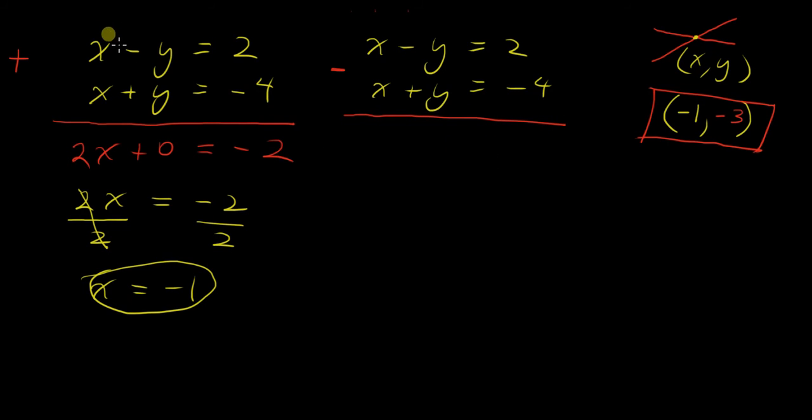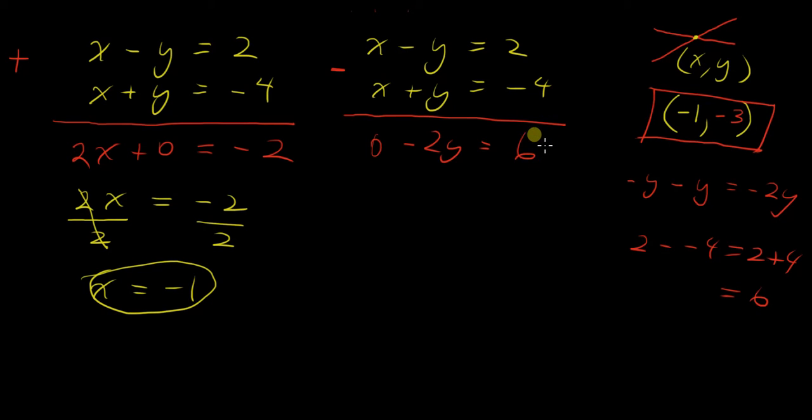Here I added every term, all the columns. Okay, what if I take this x minus this x? Well, that gives me 0. Now I take negative y minus this y. Negative y minus y is negative 2y. So this is negative 2y. And now 2 minus minus 4. So 2 minus minus 4 equals 2 plus 4. I'm not going to go into it, but subtracting a negative is the same as adding. So this is actually equal to 6.